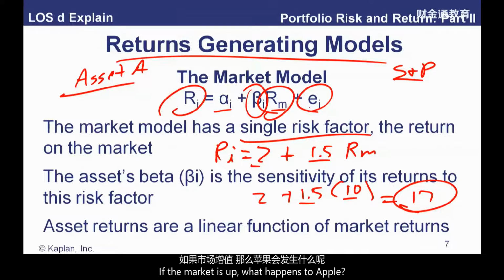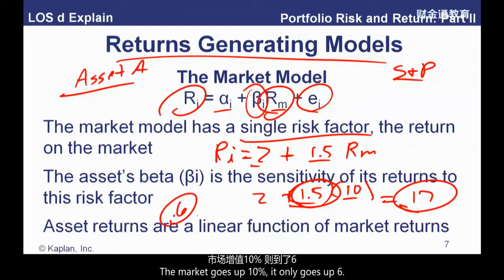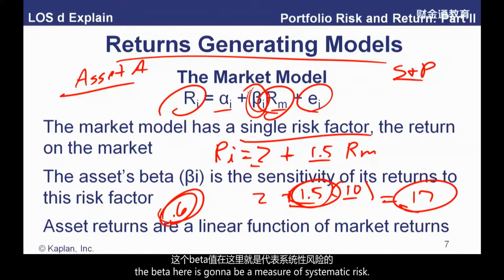What's the market doing? If the market's up, what happens to Apple? It goes way up. It goes up by 150% of what the market does. The market goes down, Apple goes way down. So a firm that has a beta of greater than 1 is something that's very sensitive to changes in the market. On the other hand, a utility company might have a beta of 0.6. If the market goes up 10%, it only goes up 6. If the market goes down 5%, it only goes down 3. So the beta here is going to be a measure of systematic risk.